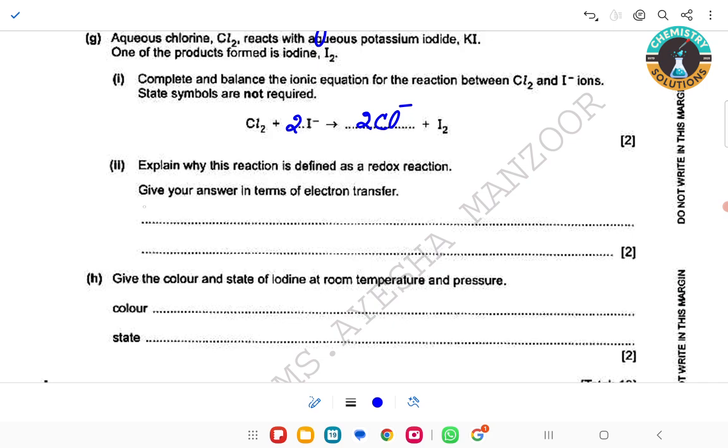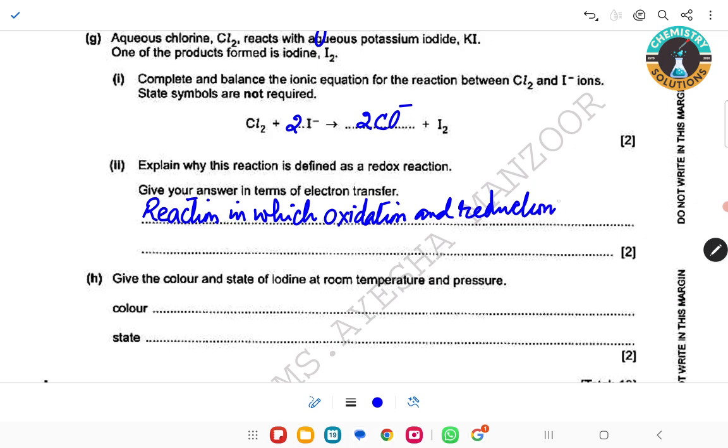Explain why this reaction is defined as a redox reaction. So a redox reaction is a reaction in which oxidation and reduction are taking place simultaneously. Now give your answer in terms of electron transfer.